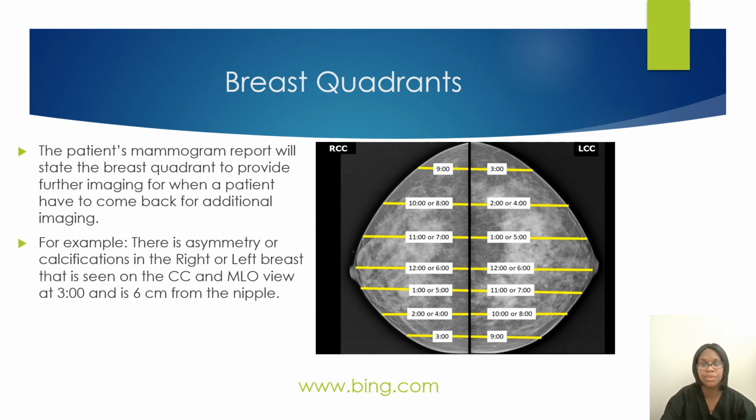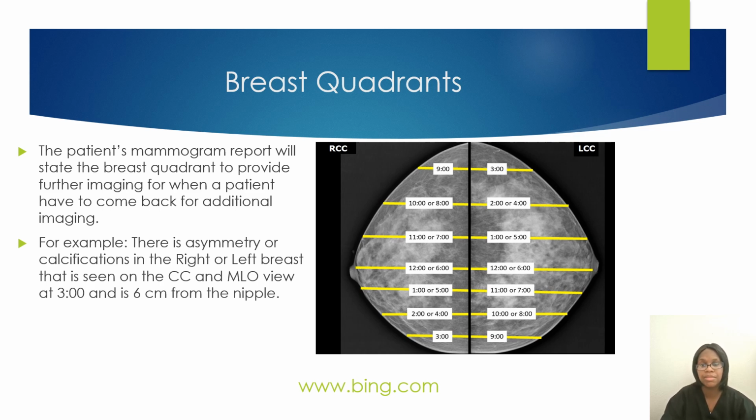It will have on the report whether or not it was seen on the CC view, the MLO view, or maybe both. It will tell you if it was seen at 3 o'clock, 7 o'clock, 6 o'clock, how many centimeters from the nipple. So whenever you are working as a tech, you will have to know how to identify this on the mammogram image because it's not going to be labeled like this.